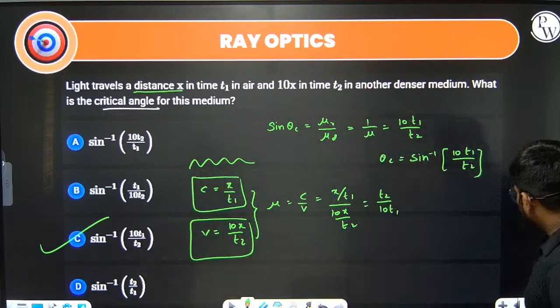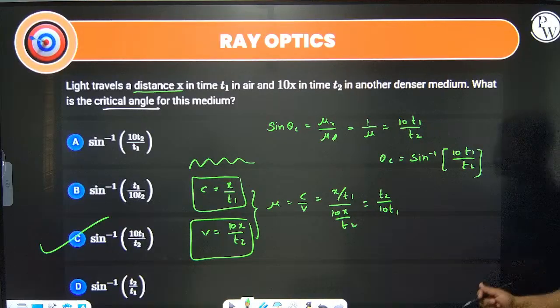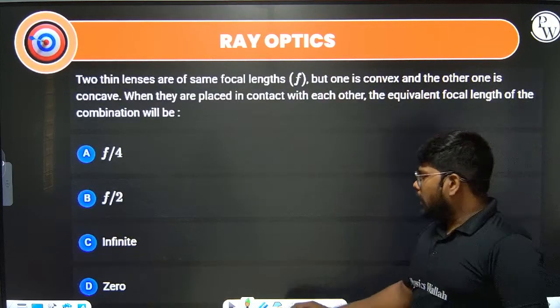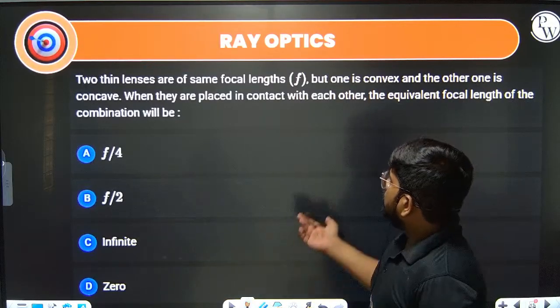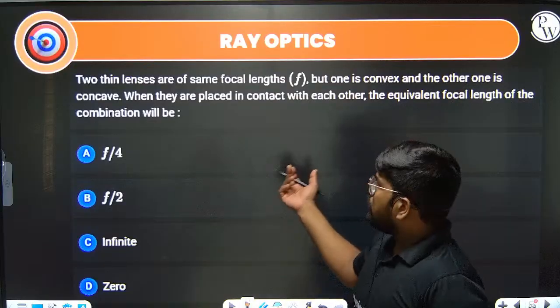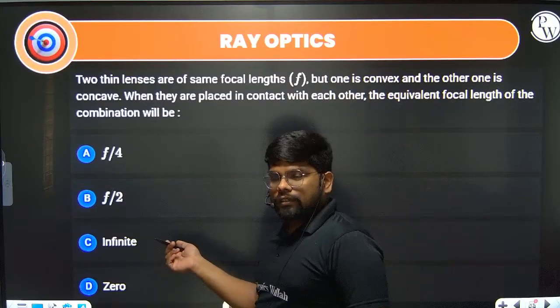Again, ray optics is an easy chapter; formulas and understanding of concepts are necessary. So do multiple revisions, it will be very helpful. Next, lenses, again repeated things. Within lenses also they can ask different things.